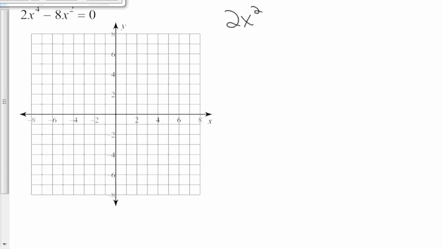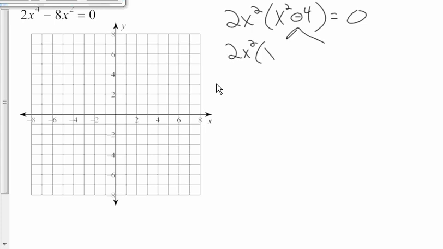It looks like 2x squared can divide out of each term, which is going to leave us with an x squared minus 4. Now we'll check for a difference of squares, which this is, a difference of two perfect squares. So this can split into two conjugates, x plus 2 and x minus 2. Neither of these are a difference of squares now, so these are our new factors. This would be the factored form.